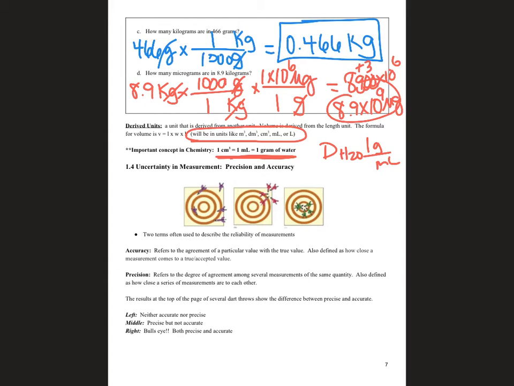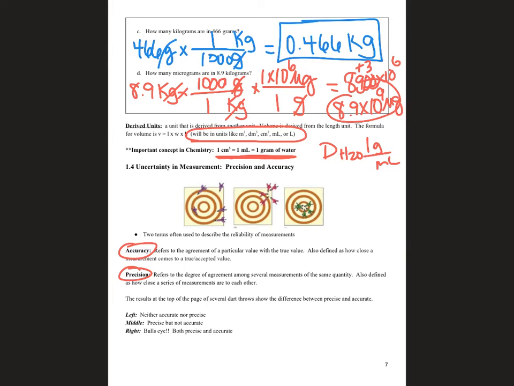All right, the next section is over uncertainty and measurement. We're looking at precision and accuracy. They are defined down here. Accuracy is when you get a value and compare it to a true value. So it's basically how close your measurement is to a true or accepted value. And then precision is how close a series of measurements are to one another, meaning if I take 5 different measurements, how close are they to each other?